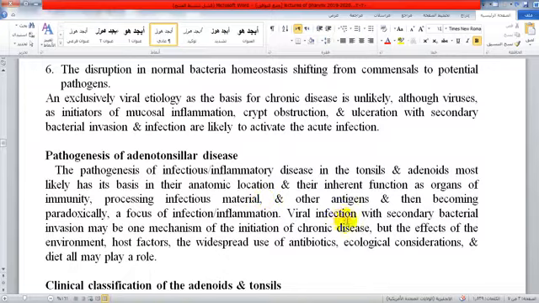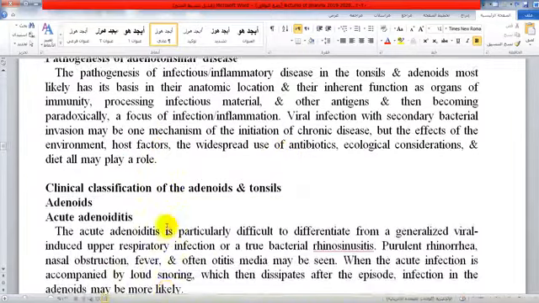Viral infection with secondary bacterial invasion may be one mechanism of the initiation of chronic disease, but the effects of the environment, host factors, the widespread use of antibiotics, ecological considerations, and diet all may play a role.